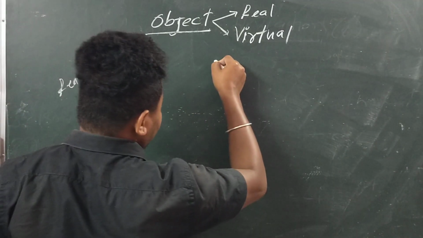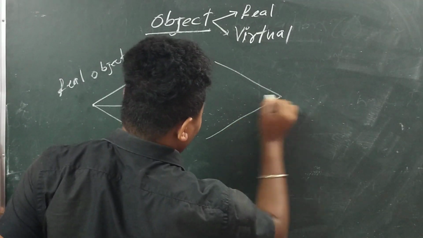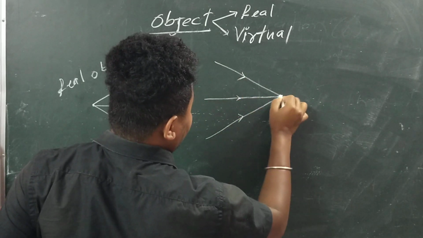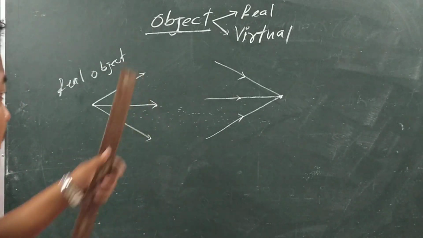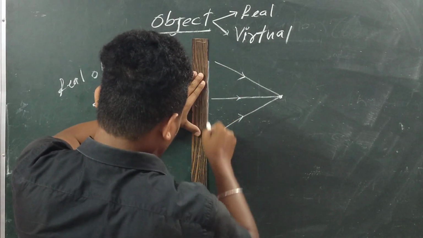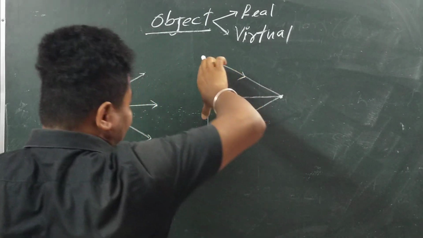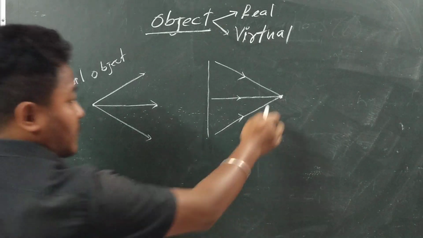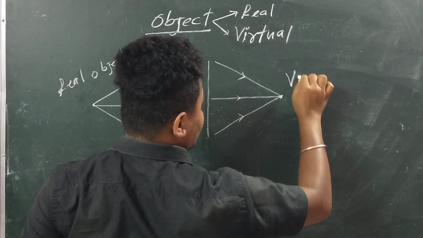If the rays of light get converged in this fashion, so if you keep an object on this side, suppose here you have kept the object somewhere and it has converged the rays of light at a particular point, this object will become what? Virtual object.